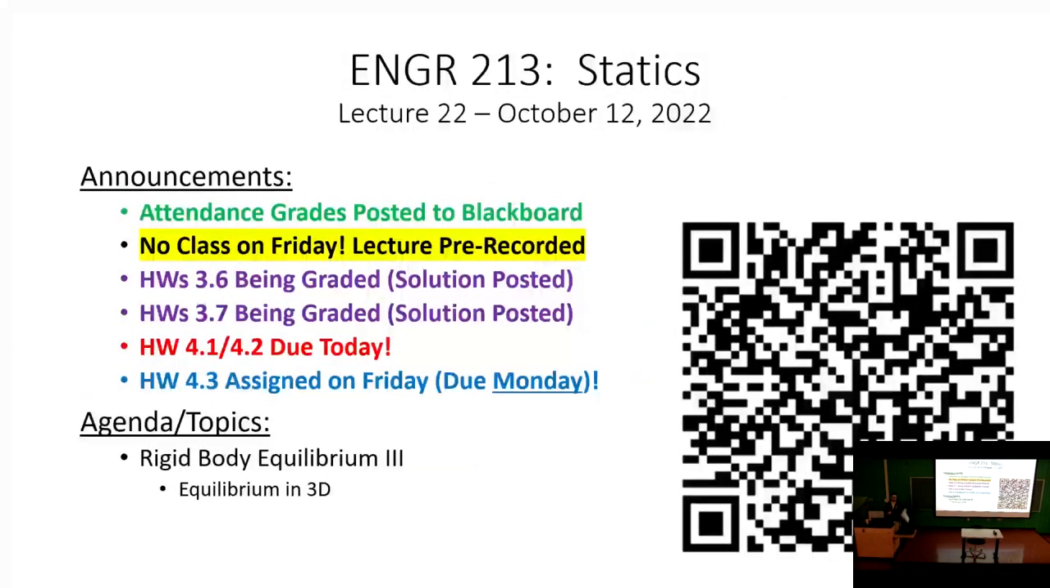Okay. I'll give everybody a sec to scan the code, and then we will get started. It always does that. It'll just sort of stop presenting for a second.